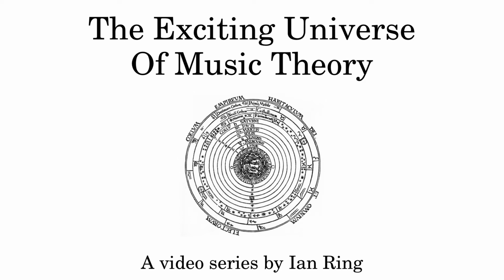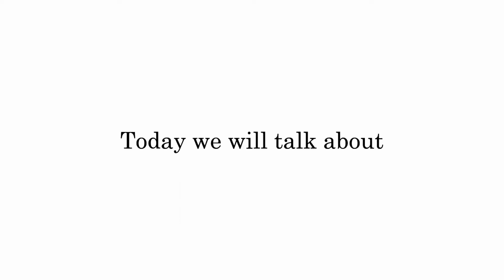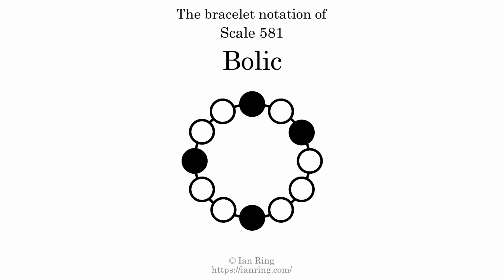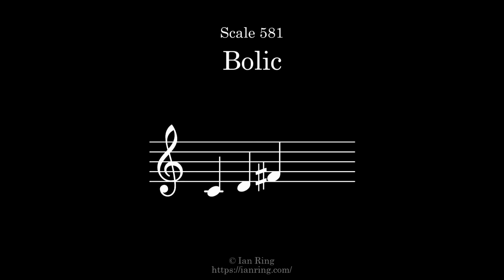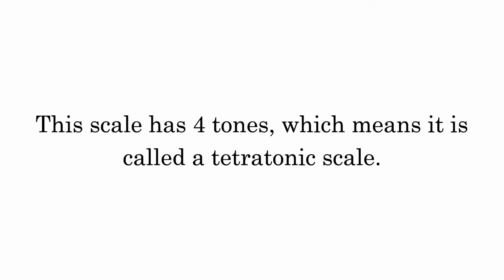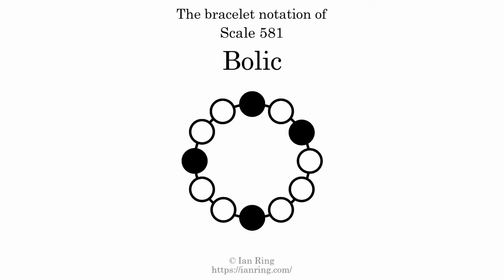Then let's begin. Today we will talk about scale 581, Bolic, which sounds like this. This scale has 4 tones, which means it is called a tetratonic scale. This is a bracelet notation diagram of scale 581. The shaded circles represent tones that appear in the scale, and they are read clockwise, starting at the top.